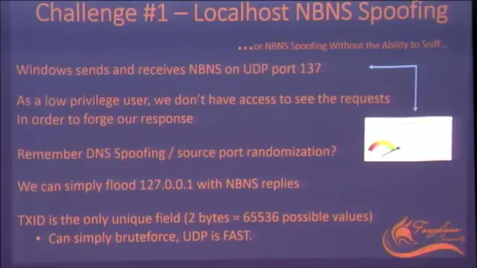Anyone who remembers DNS spoofing and the whole source port randomization thing, that all applies to NBNS as well. It's a UDP protocol, so anyone can just flood packets and spoof things. The only protection here, just like in DNS, is a field in the packet called the TXID. In the request there's a TXID, and in the response that we're trying to spoof, that has to match. It turns out the TXID is only 2 bytes and has 65,000 possible values.